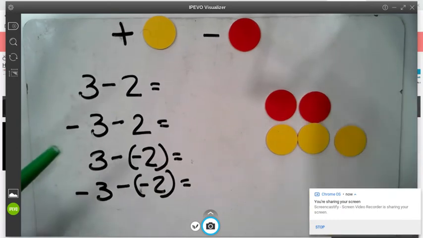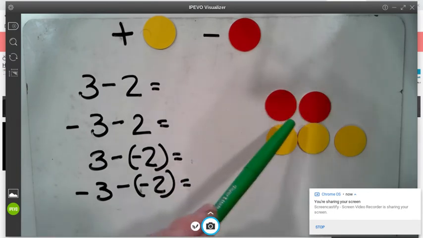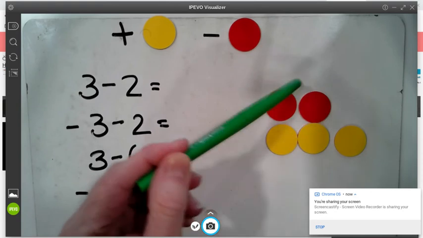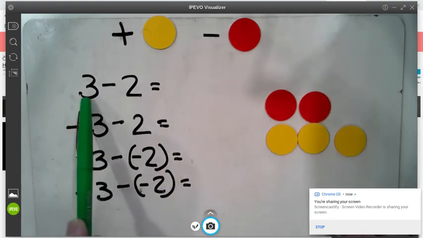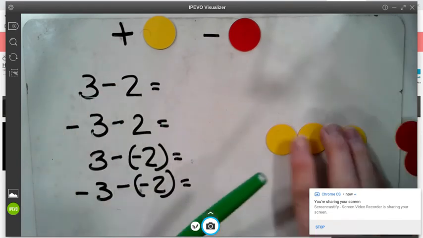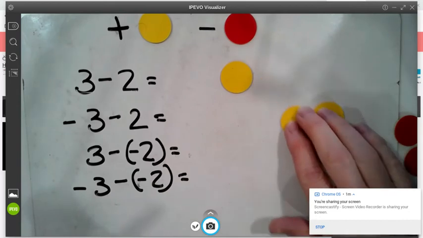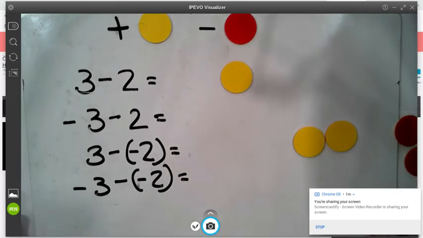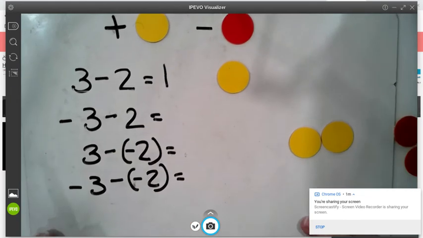And I can add this, and now I have a positive one. Even though these chips are here, it's still only a positive one because these are canceling each other out. That's important to know. So let's start with the 3 minus 2. These are positives. So I have 3 positives, and I'm taking 2 positives away, and I'm left with 1 positive. So I'm going to write that answer in here, and I'm just going to write it as a 1.